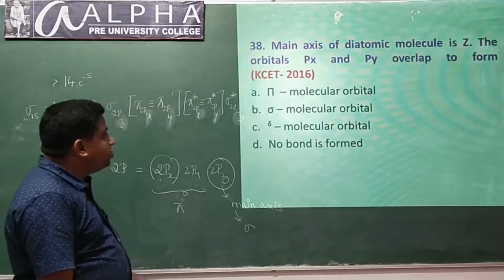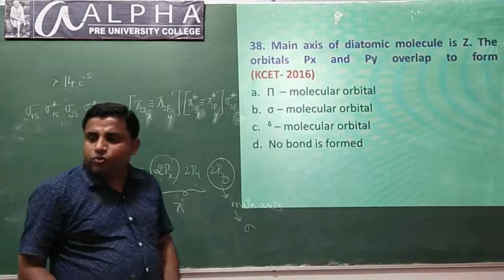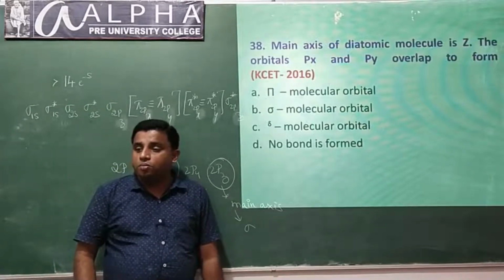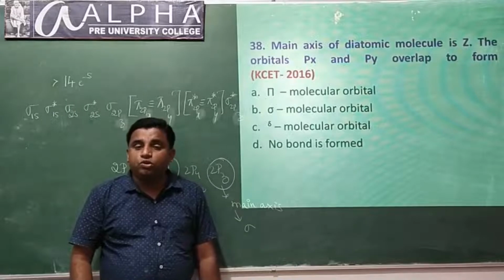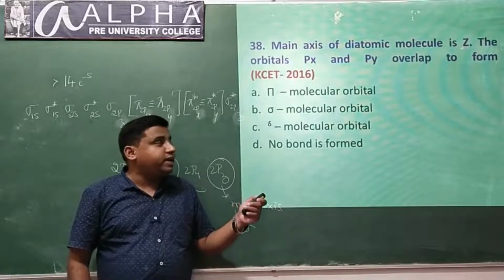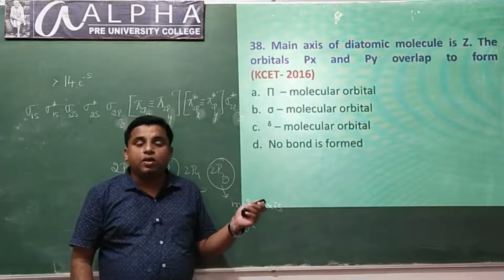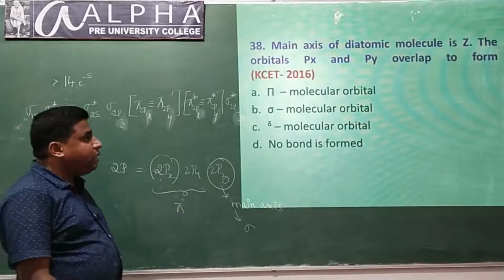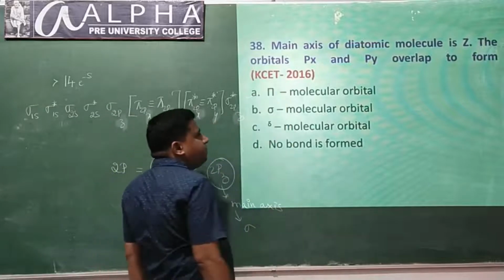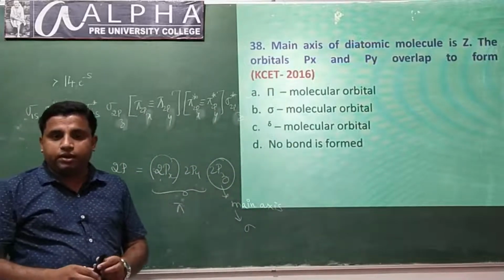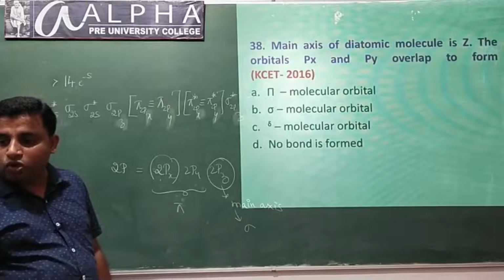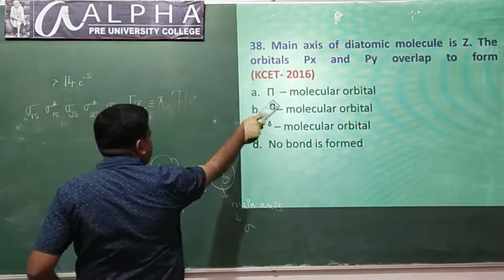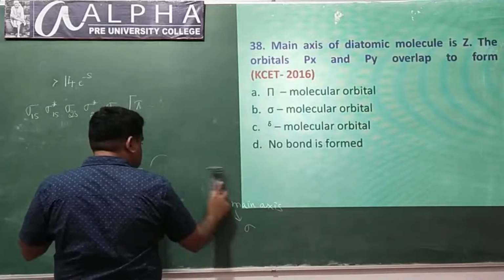So what is the question? The main axis of the diatomic molecule is Z. The orbitals px and py overlap to form what? If the main axis is Z, then px and py will overlap to form pi molecular orbital. Any doubts, students?